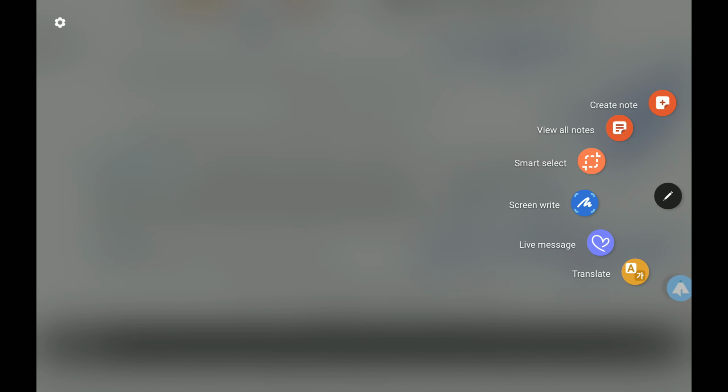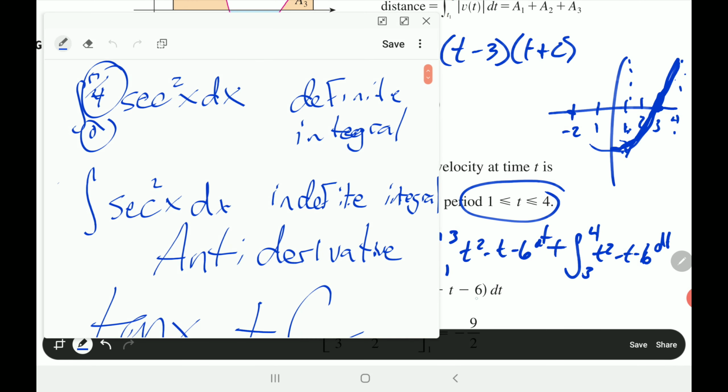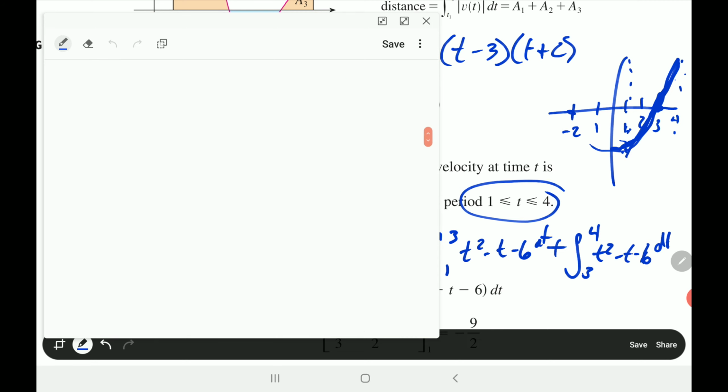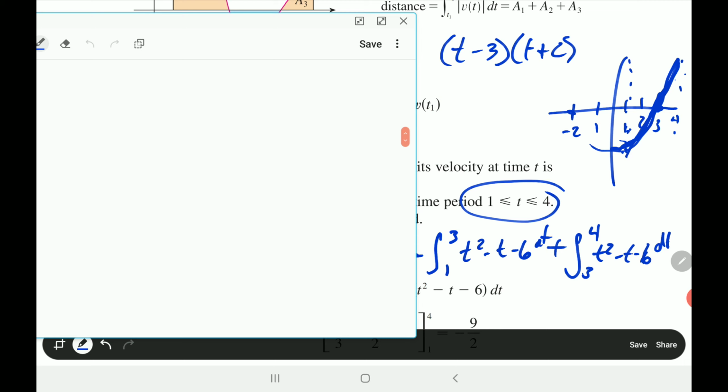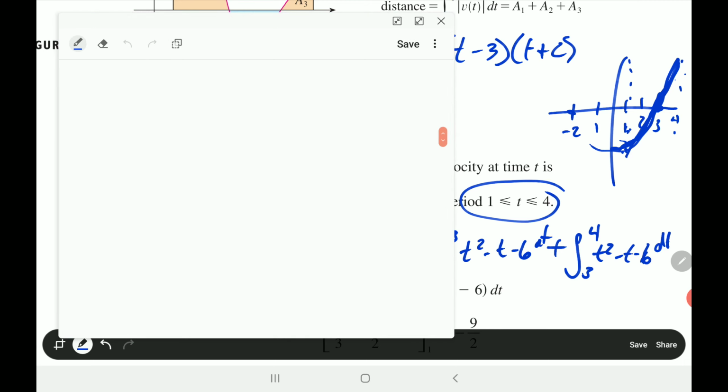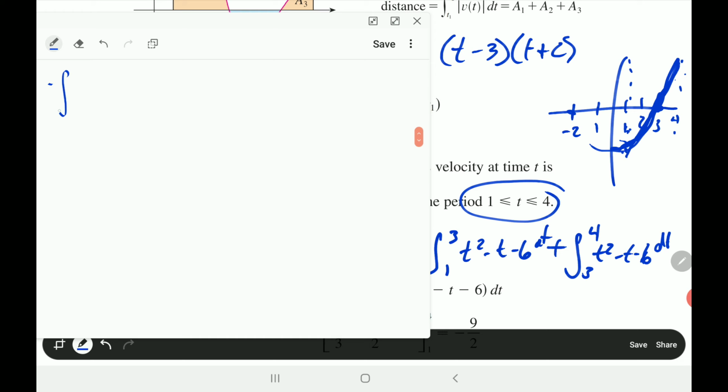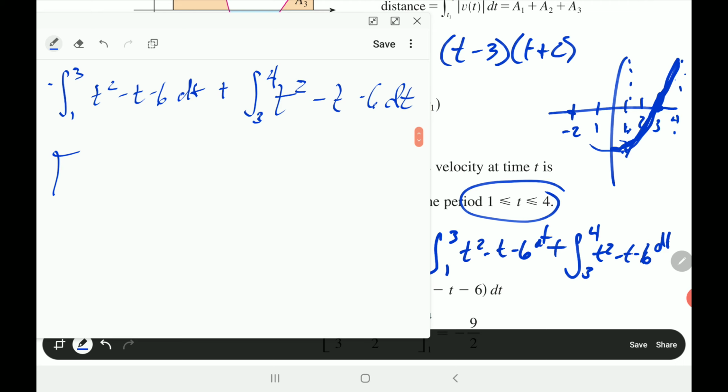So let's just create a note, make it easier. All right, so it is negative integral from 1 to 3 of t squared minus t minus 6 dt plus positive integral from 3 to 4 of t squared minus t minus 6 dt. So the nice thing is the antiderivative is still the same. F of t, and that's a capital F.